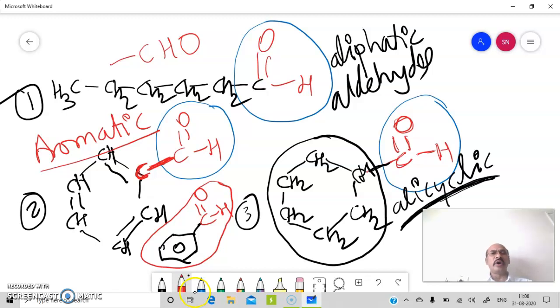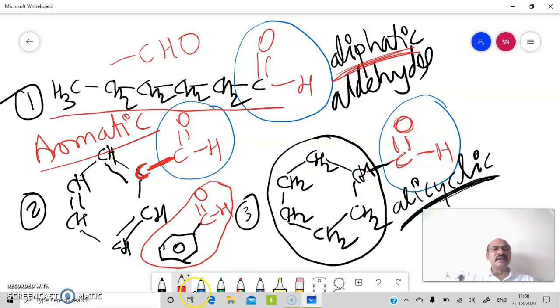Okay, now the next point, how they are classified. They are classified into 3 types. For classification, this functional group will remain common, C double bond OH. But what is the hydrocarbon part connected to that carbonyl carbon? On the basis of this particular aspect, they are classified into 3 types: aliphatic aldehydes, so open chain aldehydes. Now you see it is an open chain aldehyde. There is no cyclic ring structure.